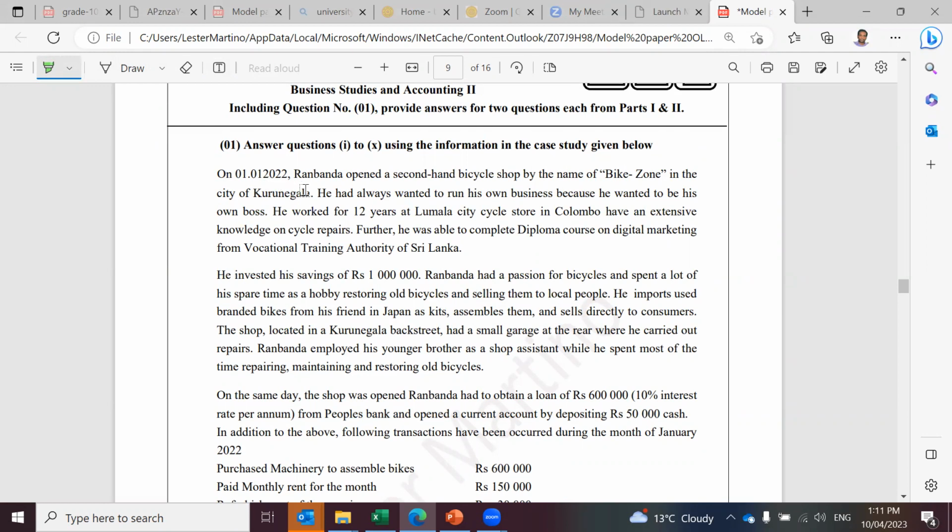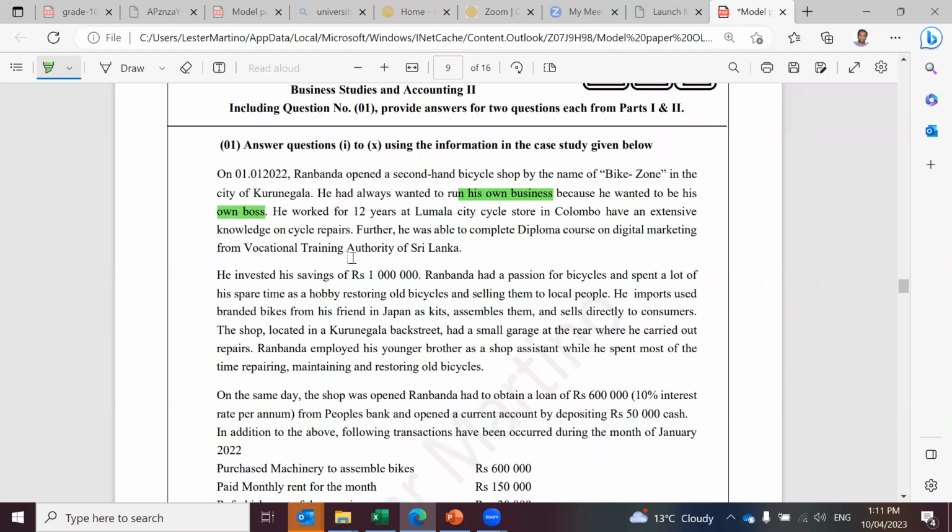On 1st Jan 2022, Ran Banda opened a second-hand bicycle shop by the name of Bike Zone in the city of Kurunegala. He had always wanted to run his own business. So this is a kind of a hint to figure out what the business organization is, because he wants to be his own boss.